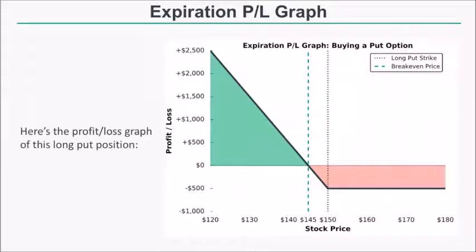Now let's say the stock price falls to $130. At expiration, the put with a strike price of $150 will be worth $20. And since we paid $5 for it, we'll have a $15 profit on that option. Now that $15 profit actually corresponds to a real dollar amount of $1,500. So this expiration graph just shows you the potential profits and losses for this long put position at expiration.